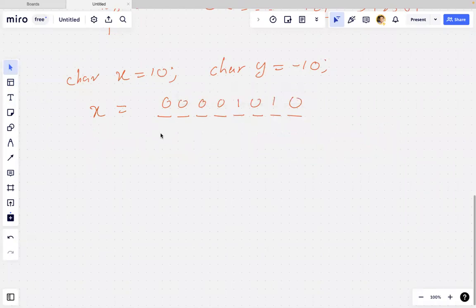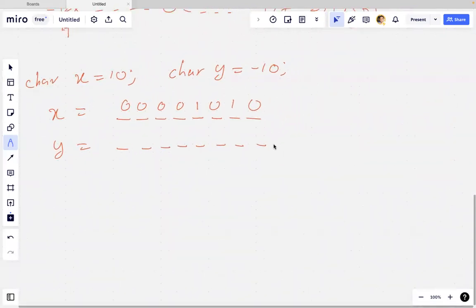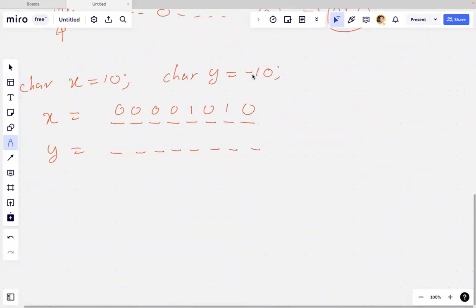Erase this one and put y, 8 bits. If you need to get minus 10, first you need to write down plus 10. You know this is plus 10: 0, 0, 0, 0, 1, 0, 1, 0.